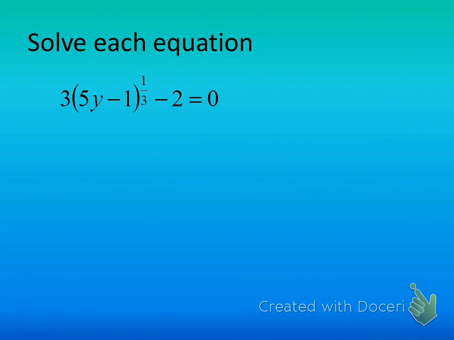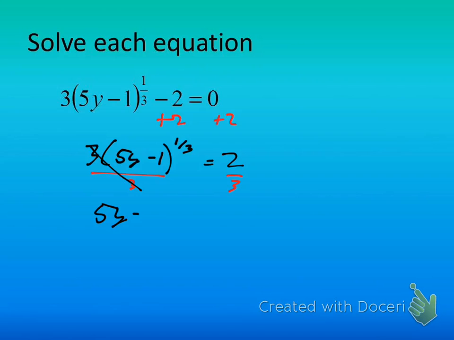Step 1: add 2, which gives you 3 times the parentheses 5y minus 1 to the 1/3 power equals 2. Step 2: divide by 3. The 3's cancel, which leaves you with 5y minus 1, still to the 1/3 power, equals 2/3. Everybody good? Okay. Next step.